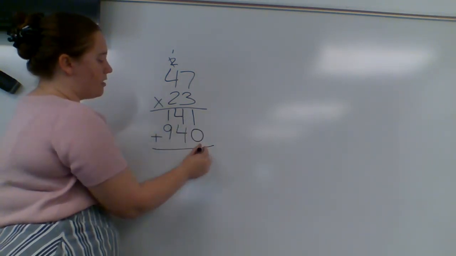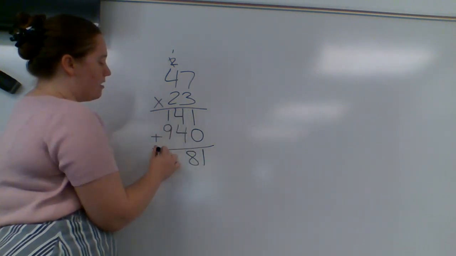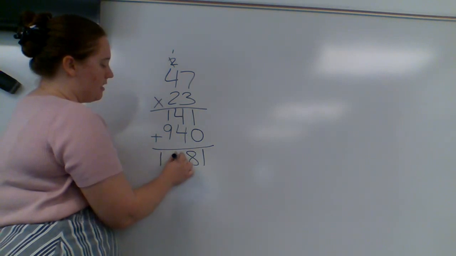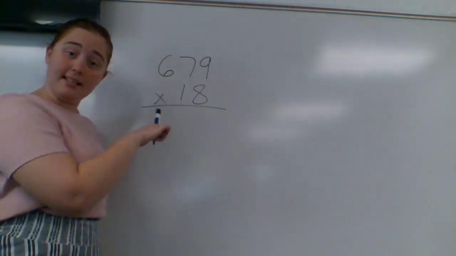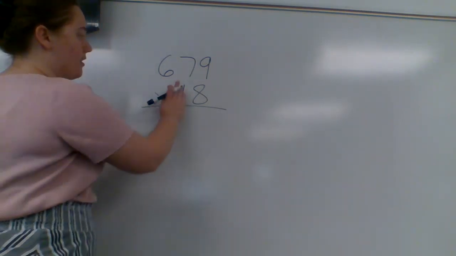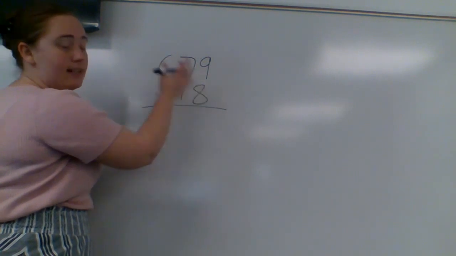1 plus 0 is 1. 4 plus 4 is 8. And 9 plus 1 is 10. And your answer is 1,081. Let's take a look at letter B. Okay, we're going to take this 1, pretend like that 1's not there. So it's just 679 times 8.